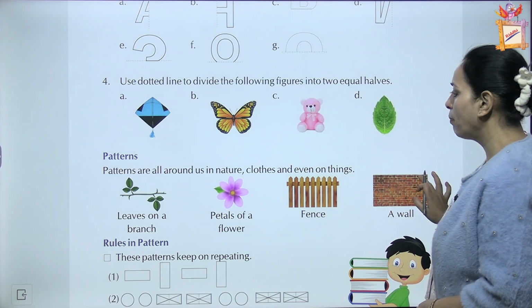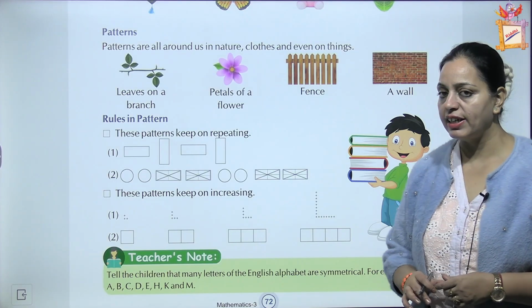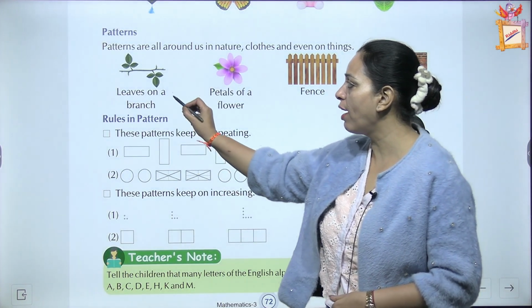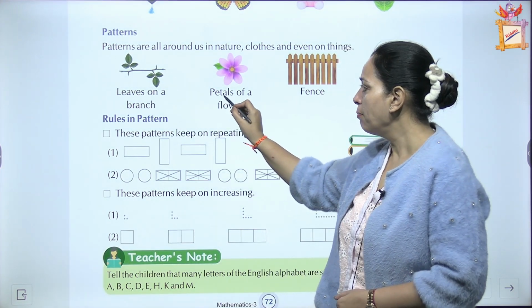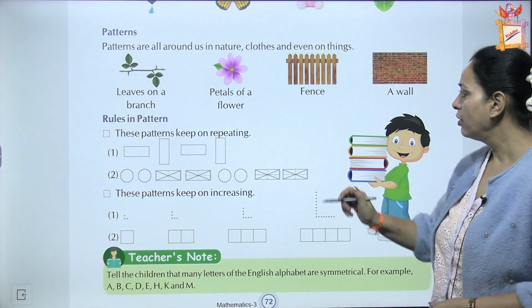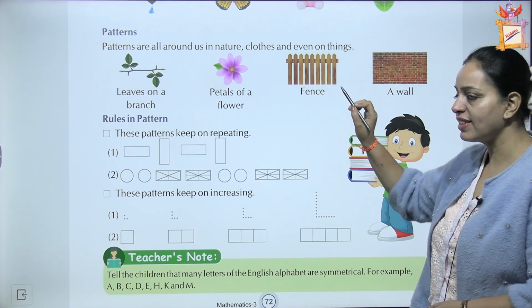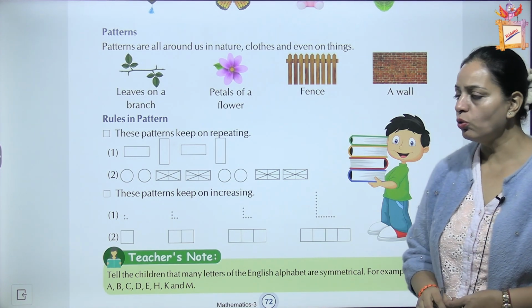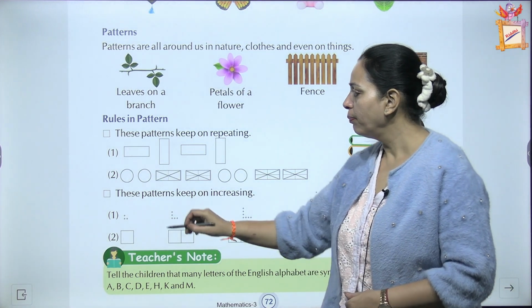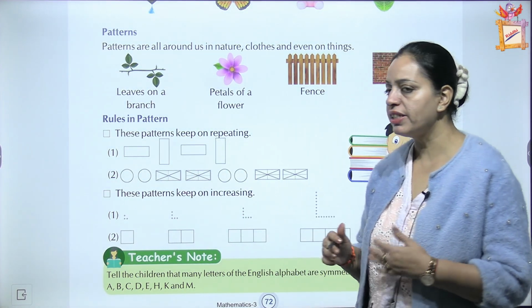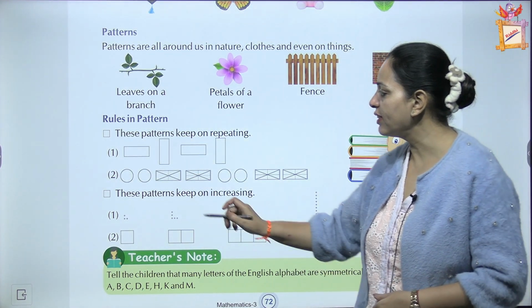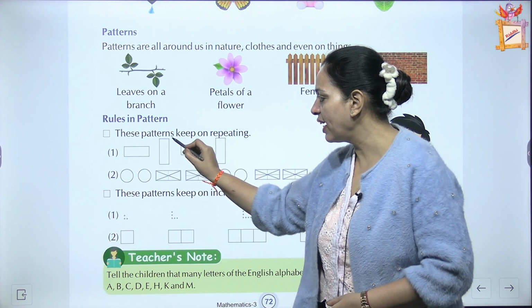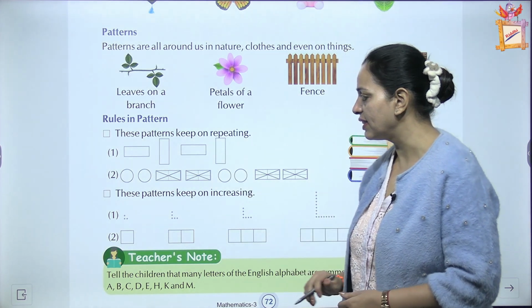Now we are talking about patterns. These are all around us in nature, even on things like leaves on a branch, you can see. Petals of a flower, a fence, you can see these designing patterns, and see this wall, bricks. So, rules in patterns. Here these patterns keep on repeating, right? Like here, you can see this is a rectangle, then standing, then this, okay.